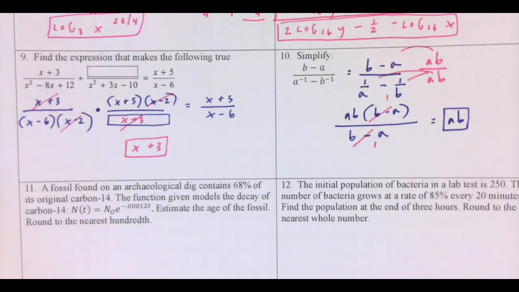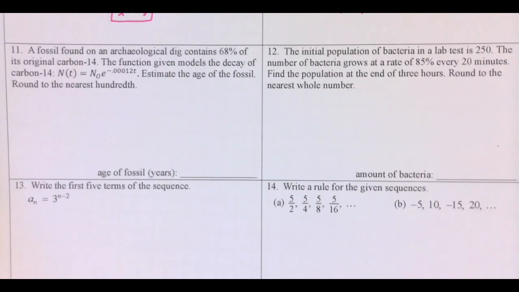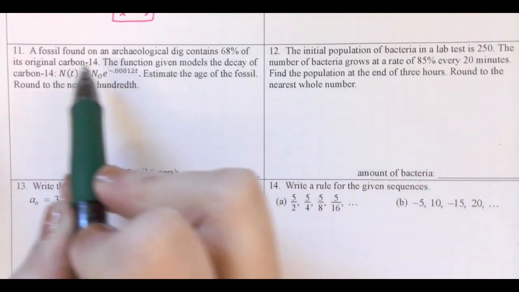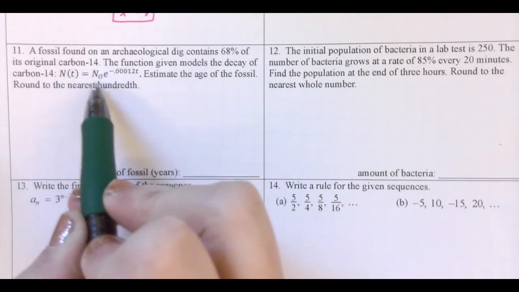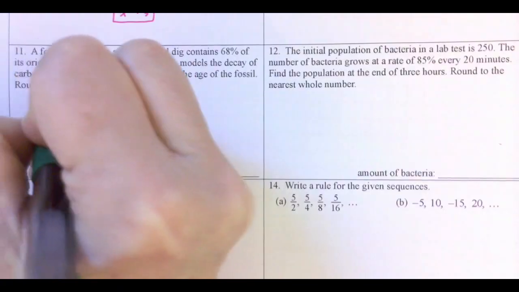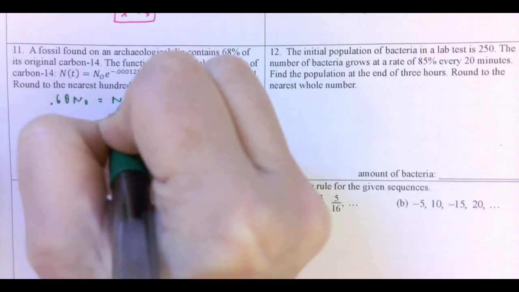All right, back to some log application problems. Let me slide up here. Slide that over. Okay, so here a fossil found on an archaeological dig contains 68% of its original carbon-14. We are given our equation, our model, for the decay of carbon-14, and we want to estimate the age to the nearest hundredth. So we know, again, 68% of its original carbon-14, right? That N naught right there represents the original amount. So we're saying, okay, currently we have 0.68 times that original amount, and then I'm just transferring the right-hand side of my equation.